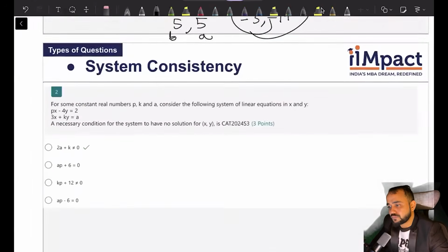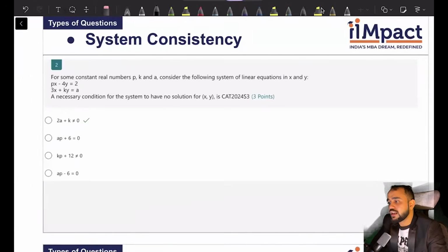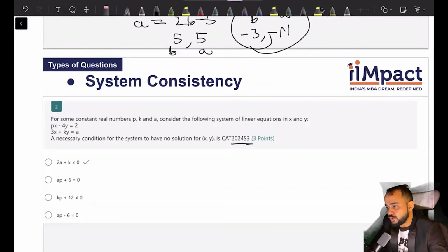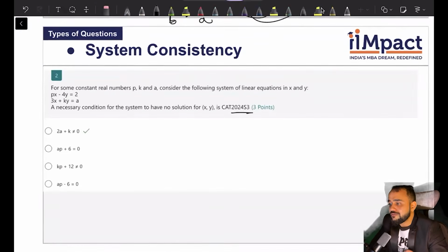Yes. Another iteration of this from the last year itself. So do you see that this was asked in 2023 and again in 2024? So this is very important.